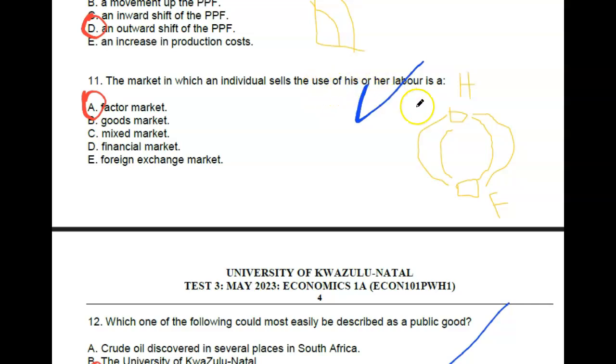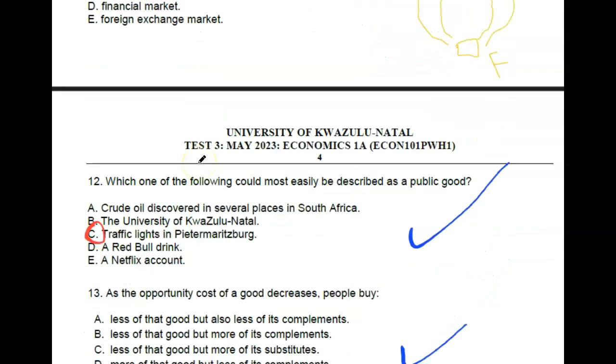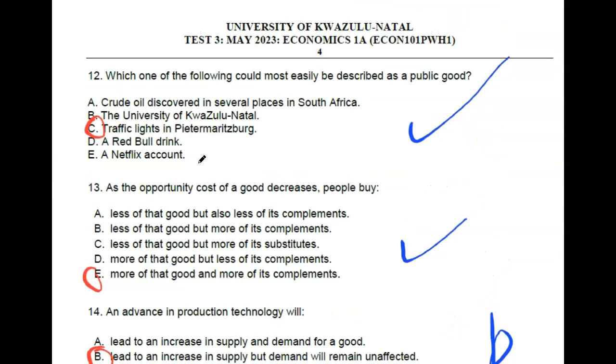So where they sell their labor, I told you, they sell the labor in this left part. The left part is the factor market, so that's why the answer is A. Which of the following could not be easily described as a public good? So for a public good, there are two conditions, right?